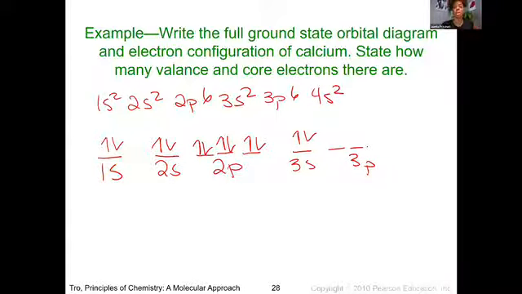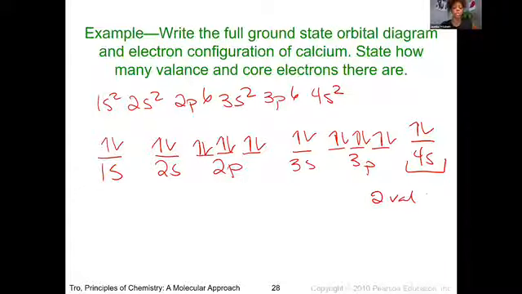3p, up, up, up, down, down, down. Get in the habit of doing that because when it's necessary to do it, you'll be programmed to do that. And then 4s, up and down. For our valence electrons, we know it's the highest energy level, so that would be 4. So here we would have 2 valence electrons, which we've always said it's group 2.